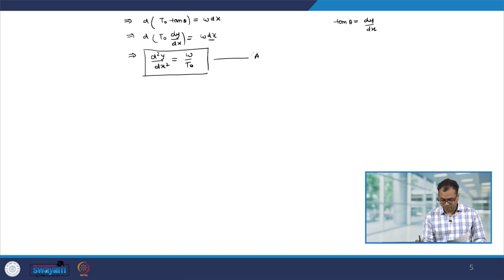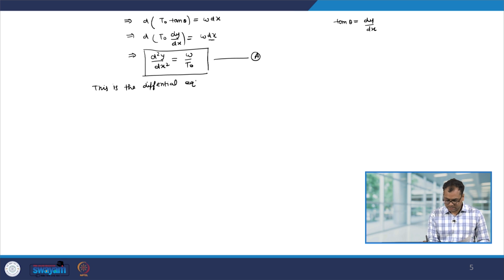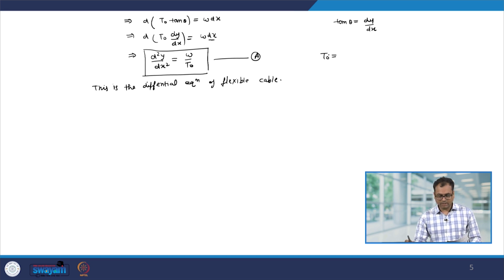Let us call it equation A, and this is the differential equation of flexible cable. Note that here t naught is the horizontal component of t and it was t cos theta.